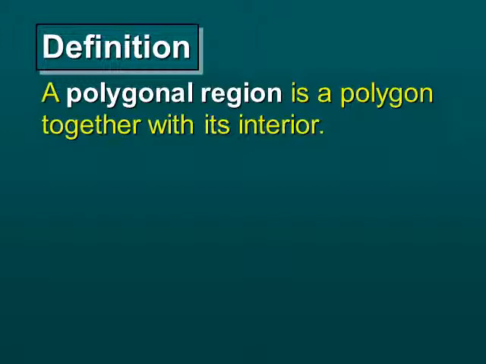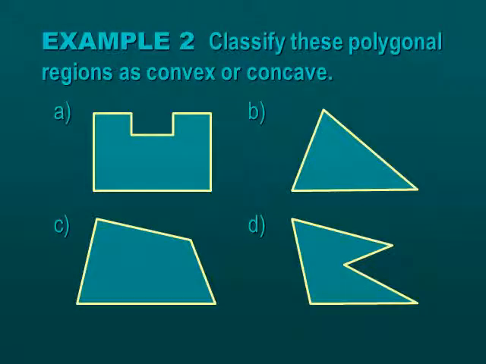Okay, so a polygonal region is just the polygon and its interior. So we have another example here. We can classify these polygonal regions as convex or concave. So I want you to write down on your notes right now A, B, C, D, and I want you to go ahead and classify them. So push pause, classify them, and then check your answer. So A and D are the only ones that are concave.